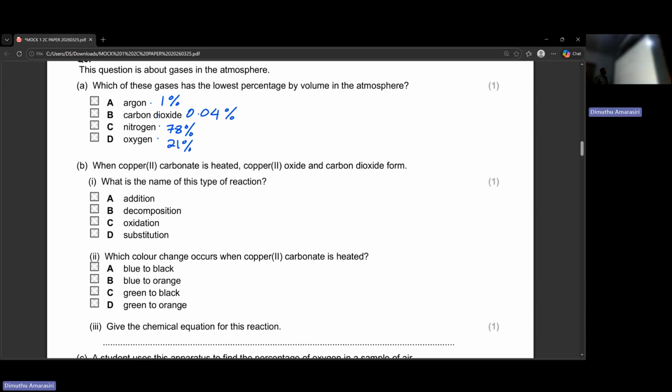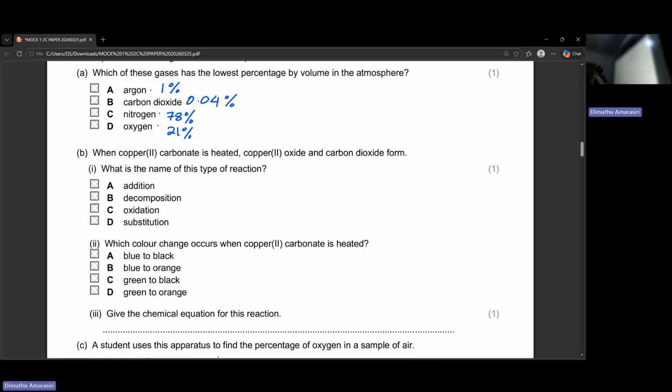When copper(II) carbonate is heated, it gives copper(II) oxide and carbon dioxide. The name of this reaction: when you heat, the compound breaks down. What do you call it? Decomposition. Thermal decomposition.